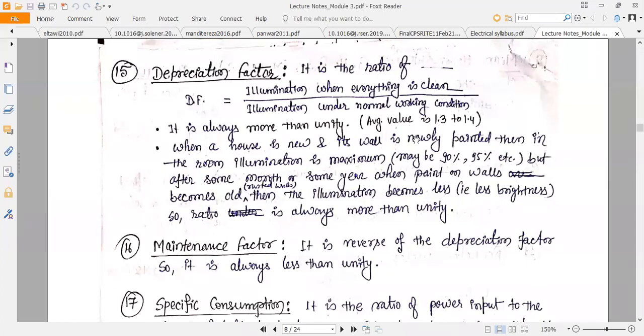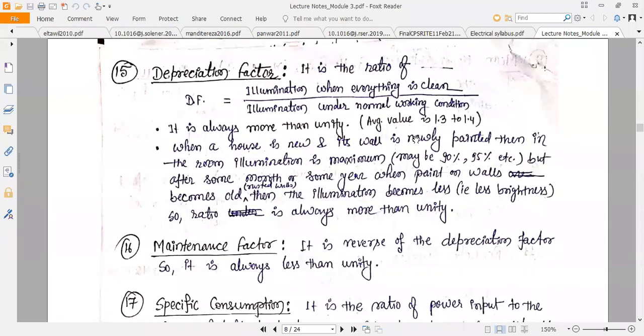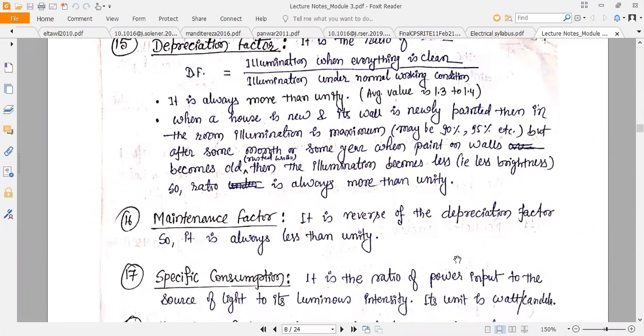Yes sir. Okay, so समझ गए स्पेस हाइट रेशियो क्या है, डिप्रेशिएशन फैक्टर क्या है. अब आता है नेक्स्ट मेंटेनेंस फैक्टर. अगर डिप्रेशिएशन फैक्टर निकाल सकते हैं तो इट इज द रिवर्स ऑफ द डिप्रेशिएशन फैक्टर. ठीक है, 1 upon depreciation factor that you can calculate for the maintenance factor. So if depreciation factor is greater than 1, so maintenance factor will be less than 1.